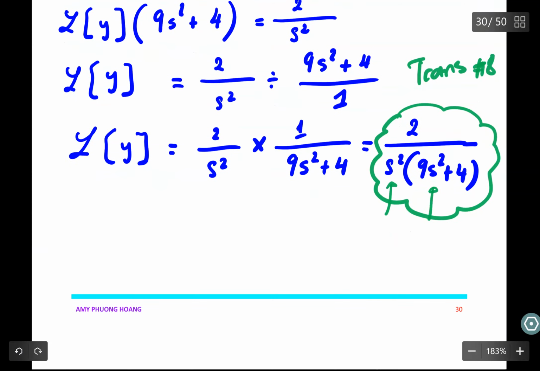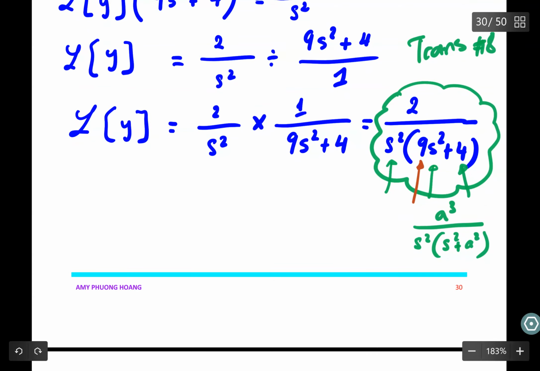Using transform number 8, I need to have this as a perfect square of a. I also noticed that I have a 9 in here, but transform number 8 says that I should use just a cubed, a to the exponent 3, divided by s squared times s squared plus a squared. So you need to get rid of the number 9. How do we get rid of the number 9? One way is to factor out the 9.